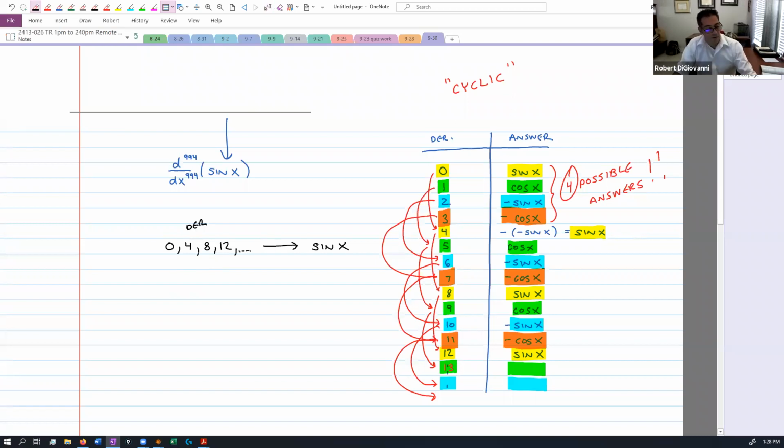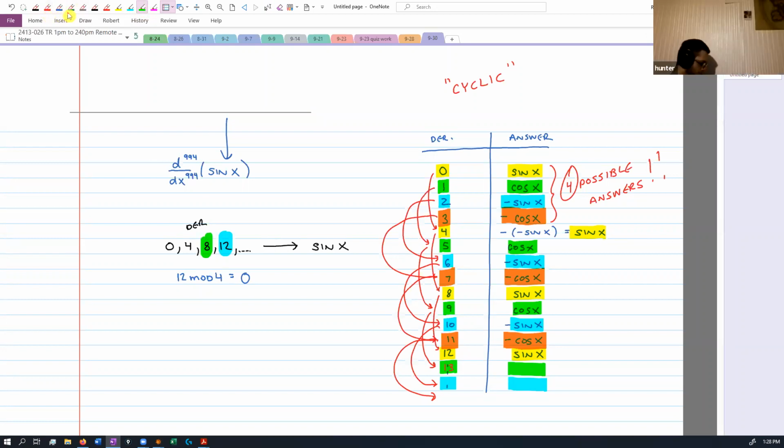If they're modded with 4, let's just grab one of them, 12. What would happen if we do 12 mod 4? Well, 4 goes into 12 evenly, so we get 0. What about 8 mod 4? We also get 0, because 4 goes into 8 twice with nothing left over. What about 4 mod 4?